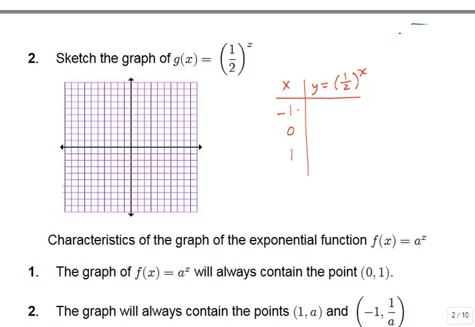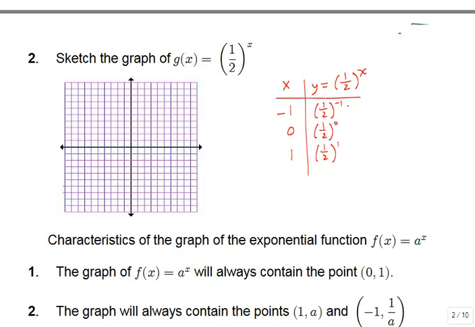Most of the time, those 3 points will be enough to give you a feel for what the graph should look like so that you can draw a rough sketch. If you're ever unsure and you don't think that this is enough, you can always plot additional points, but you want to have at least these 3. So let's plug in -1, and this would become 1/2 to the -1. Plug in 0, so this becomes 1/2 to the 0, and if I plug in 1, it becomes 1/2 to the 1.